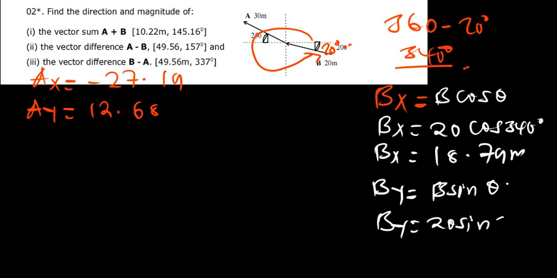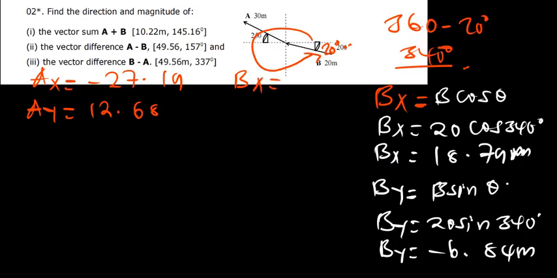Then I've got 340 as my angle. My B is 20. I'm using a calculator. Sine 340 is negative 6.84 meters. Even this one is in meters. So I'll also put these two guys, my Bx to be 18.79.